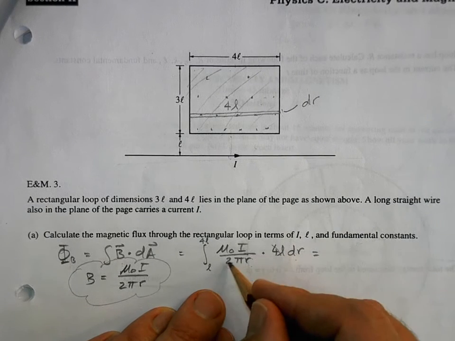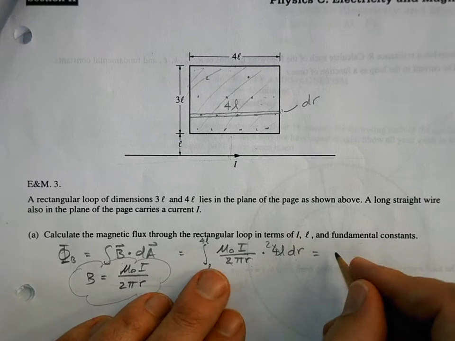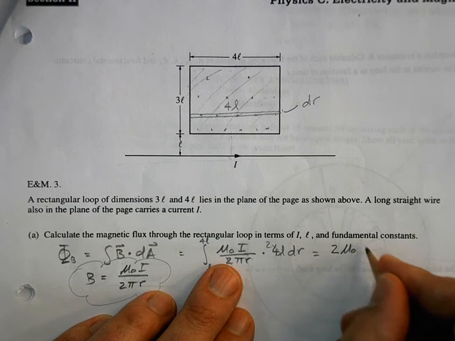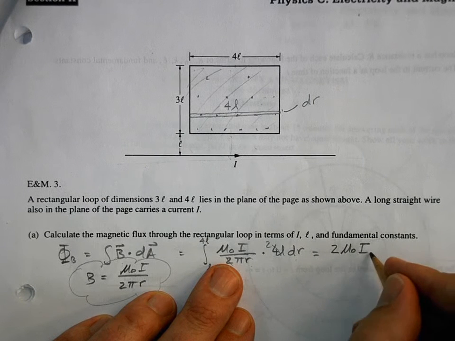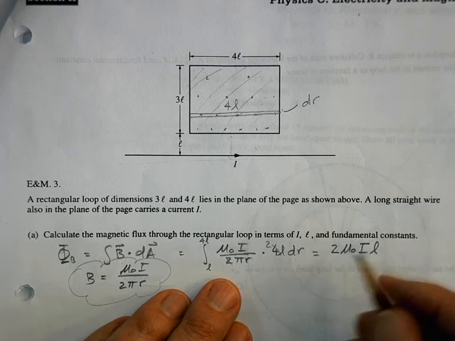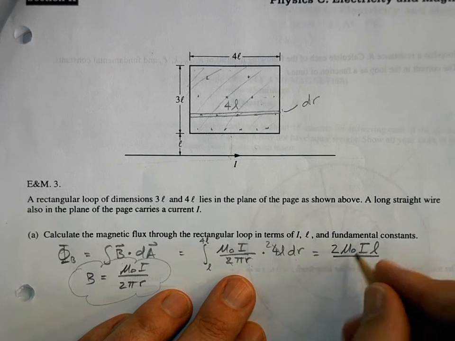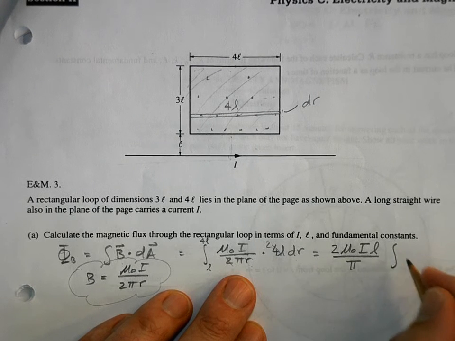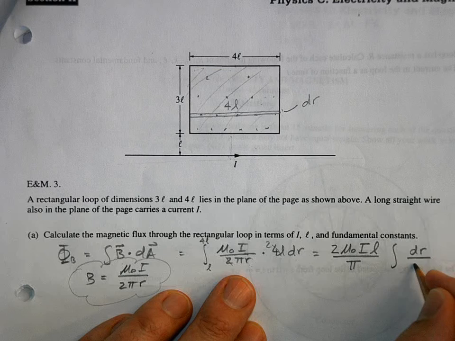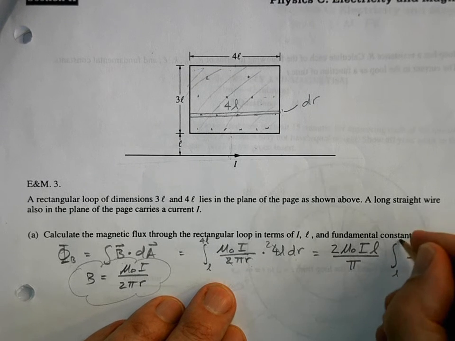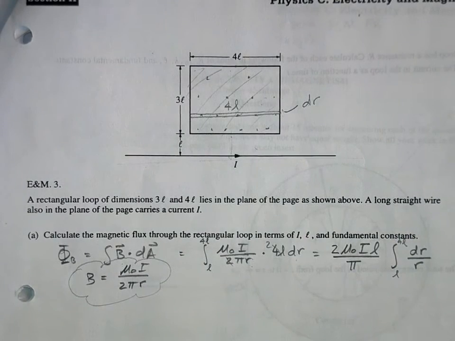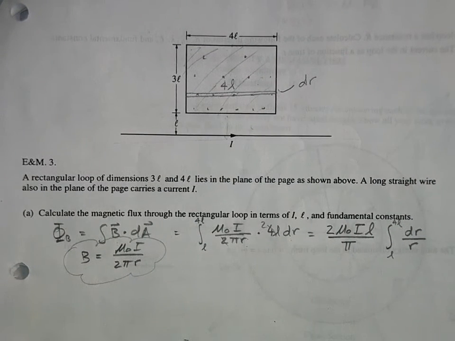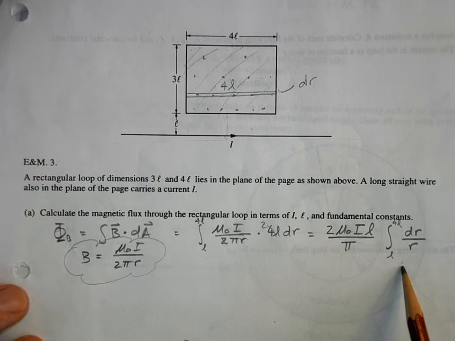The 4 cancels the 2, so that leaves 2 mu naught I L over pi times the integral of dr over r from L to 4L. Now you're all in Calc AB or Calc BC. This is a very doable integral.